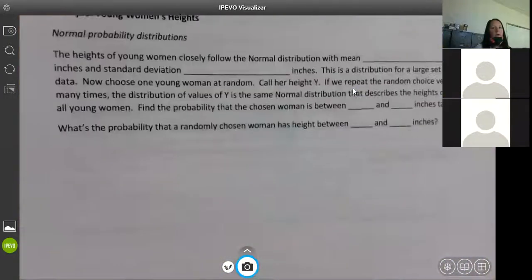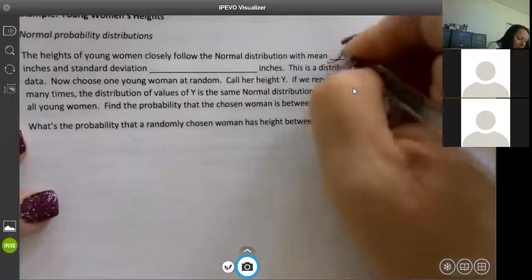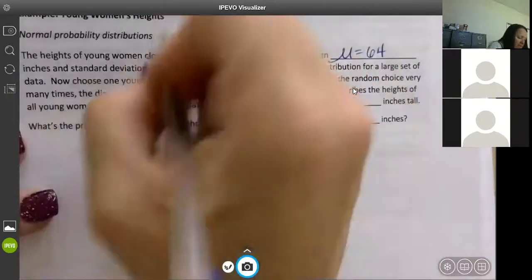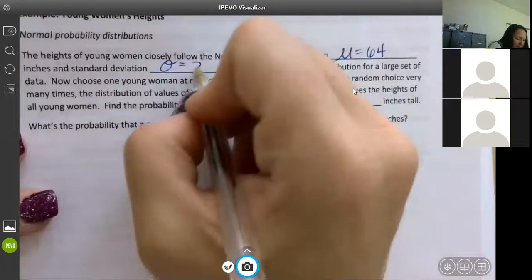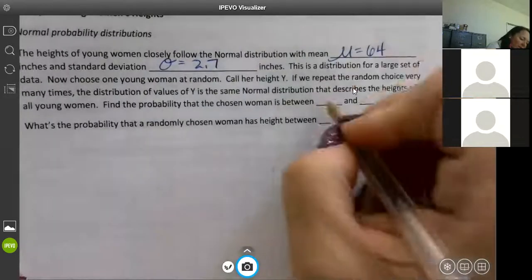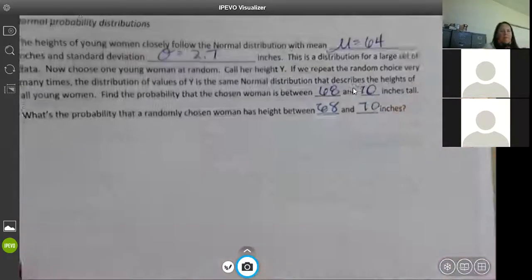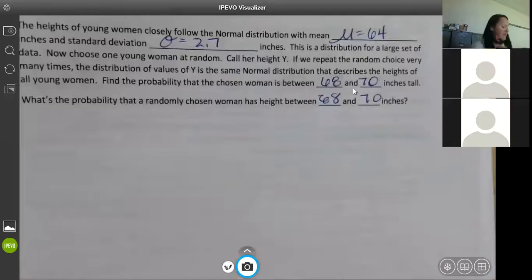All right. Normal probability distributions. The heights of young women closely follow the normal distribution with mean mu of 64 and a standard deviation of 2.7. This is a distribution for a large set of data. Now choose one young woman at random, call her height Y. If we repeat the random choice very many times, the distribution of values of Y is the same normal distribution that describes the height of all young women. Find the probability if the chosen woman is between 68 and 70 inches tall. So the question that we're trying to ask is, what's the probability that a randomly chosen woman has a height between 68 and 70 inches?